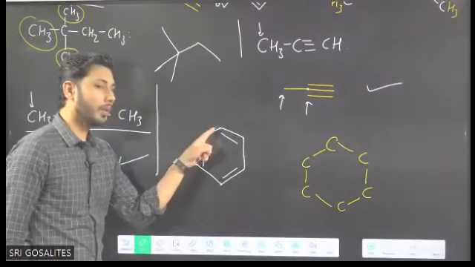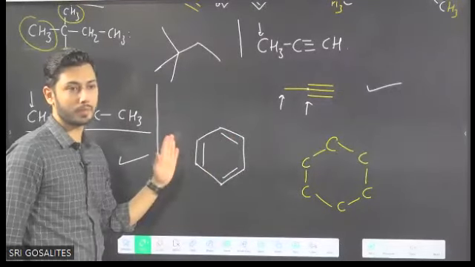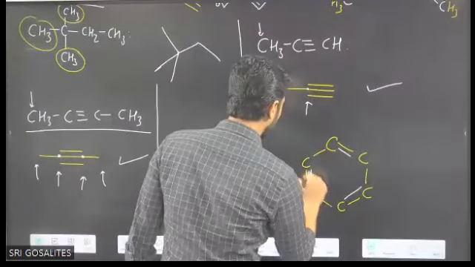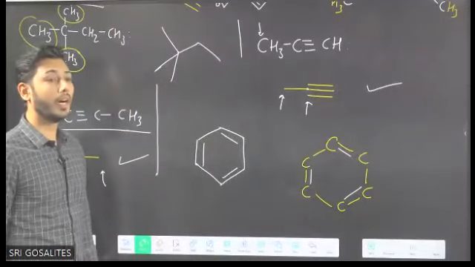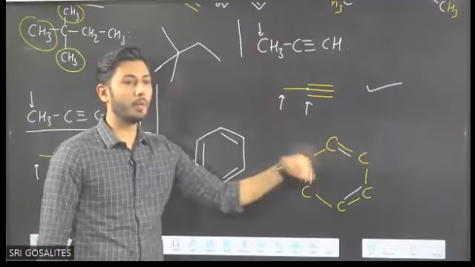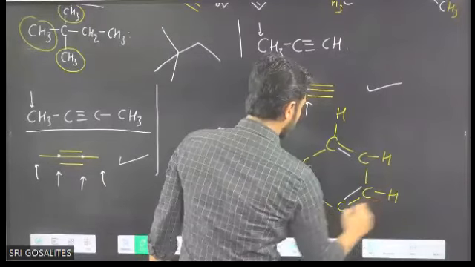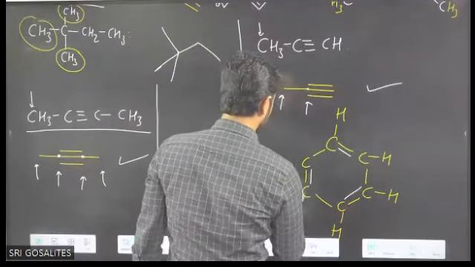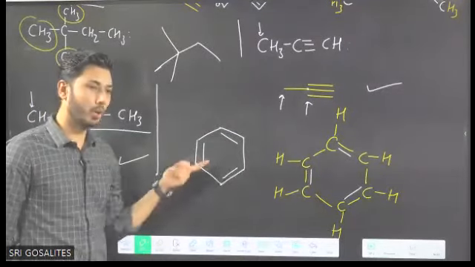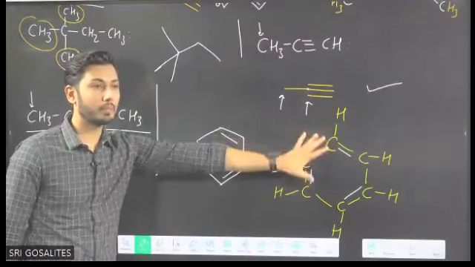Each vertex is carbon: carbon, carbon, carbon, carbon, carbon. How many carbons? Six carbons are there. Here a double bond, there a double bond, there a double bond. Now tell me, this carbon at the top, how many bonds has it formed? 3. How many left? That is satisfied with hydrogen. This is the bond line notation which we get in the books, and actually it is the carbon skeleton structure.